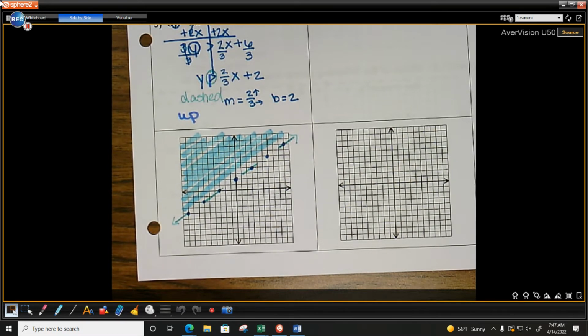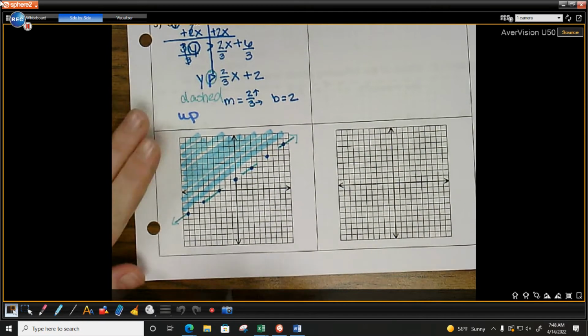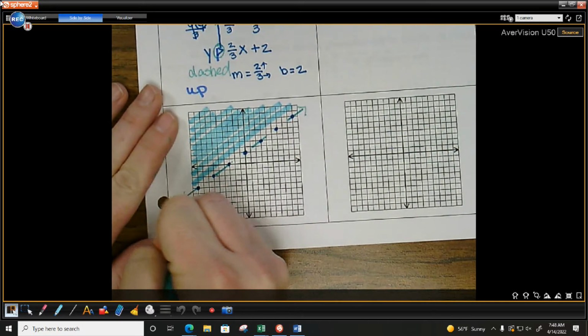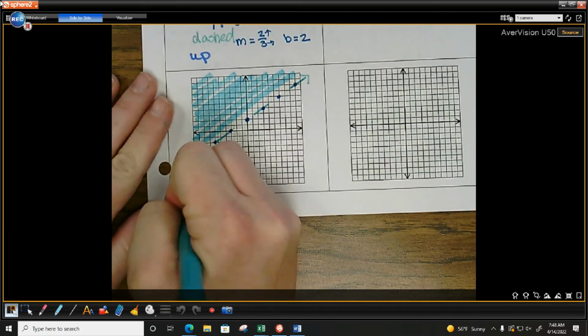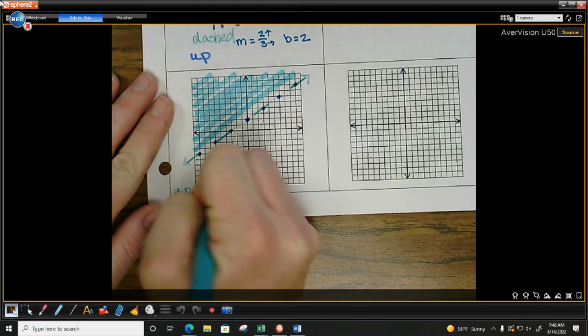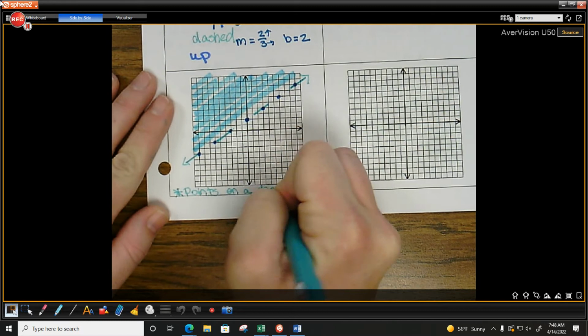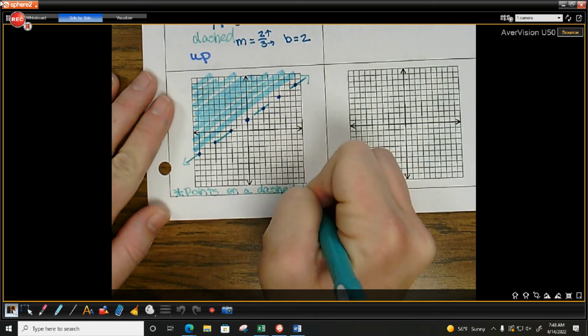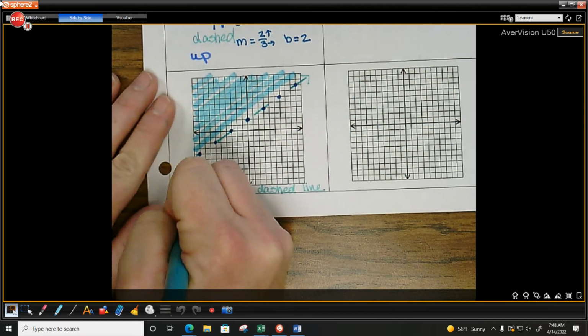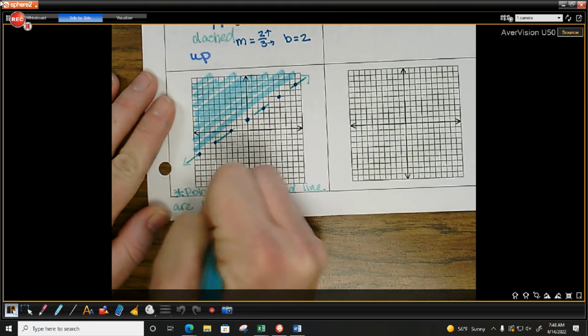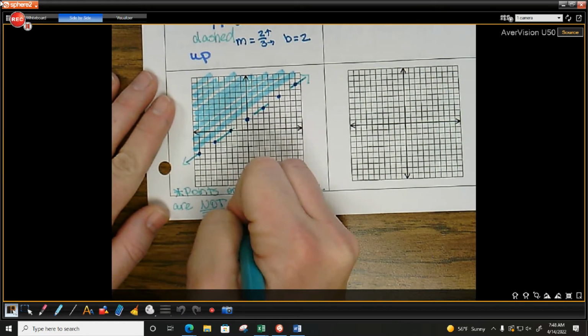You're correct, but if it's what kind of line are they not solutions? Yeah. If it's a dashed line, very good. So we are going to write: points on a dashed line are not solutions.